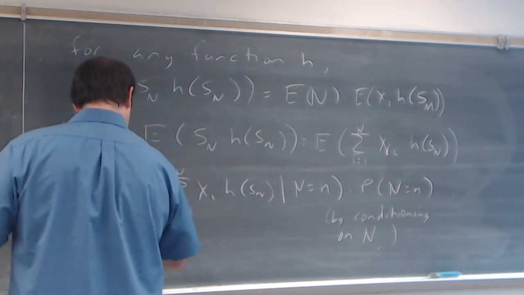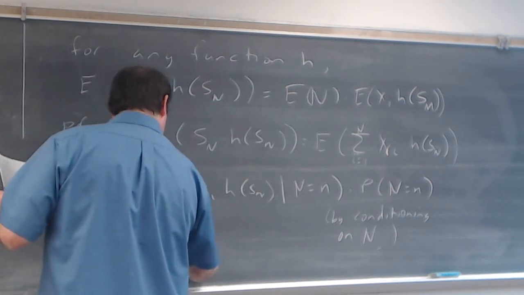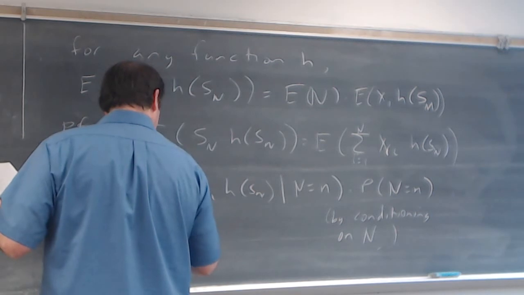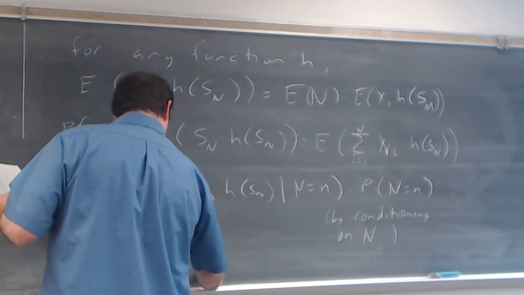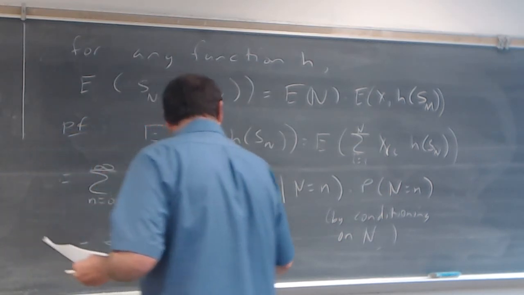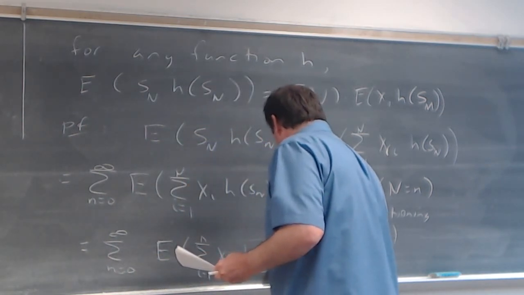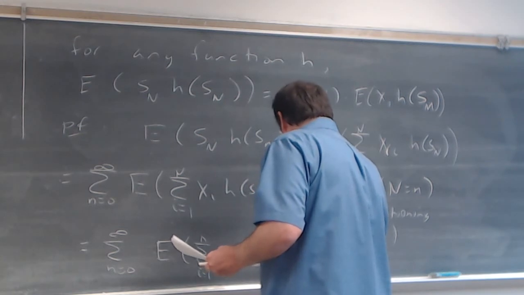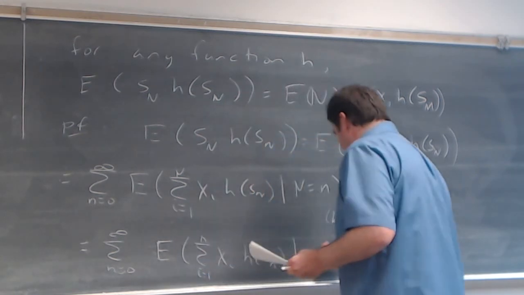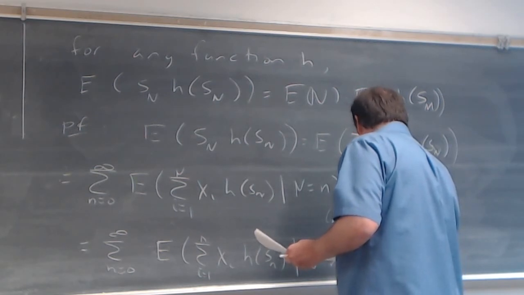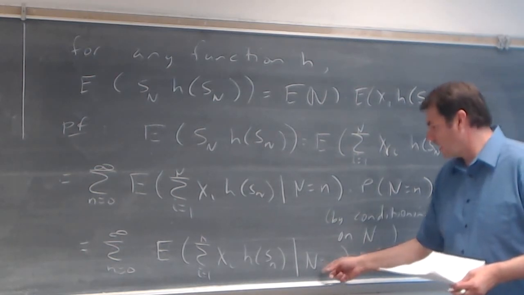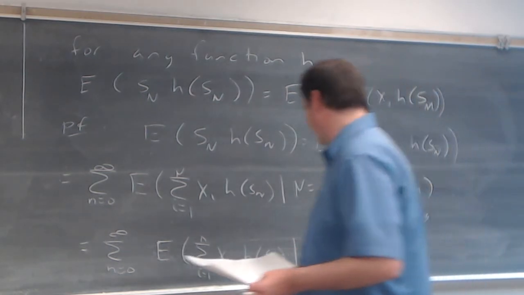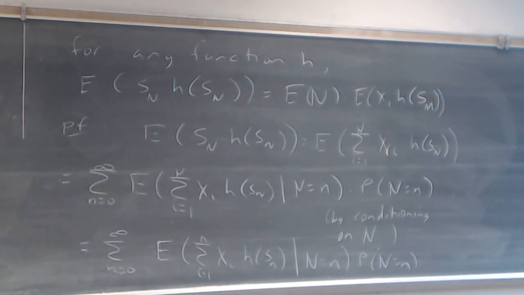Okay? Here we have the expected value of the sum. Well, if we know big N is equal, if we're given that, then I can replace the big N's by n. So this is I running from 1 to little n of x sub I, h of s sub little n, given n equals to big N, times the probability that n equals to big N. Now we have independence here between n and the x sub i's, and the h of the sum of the n's would s sub little n.